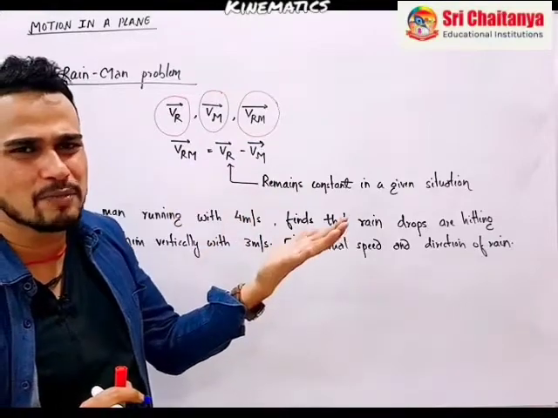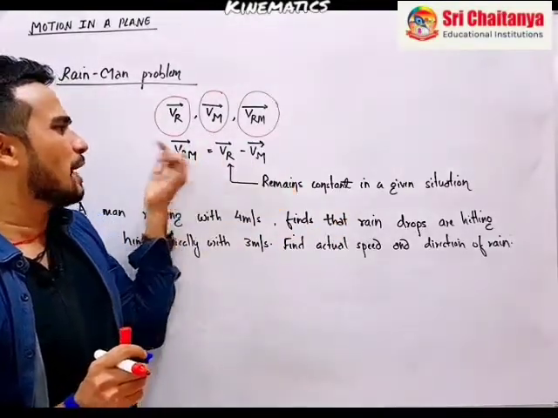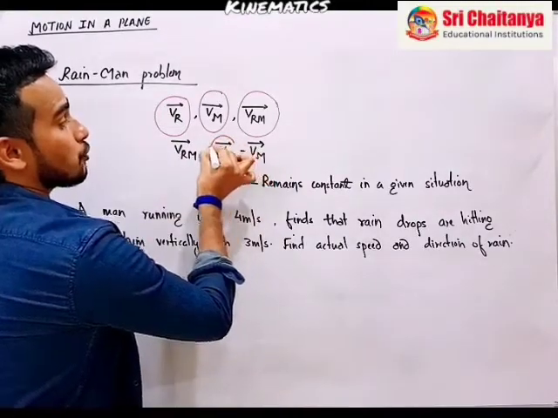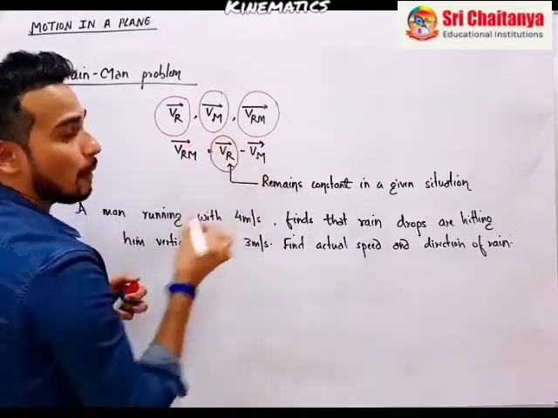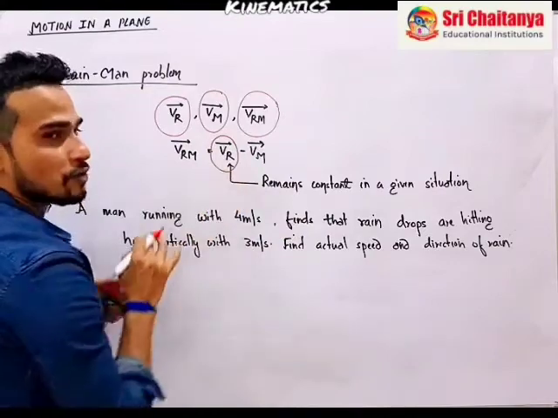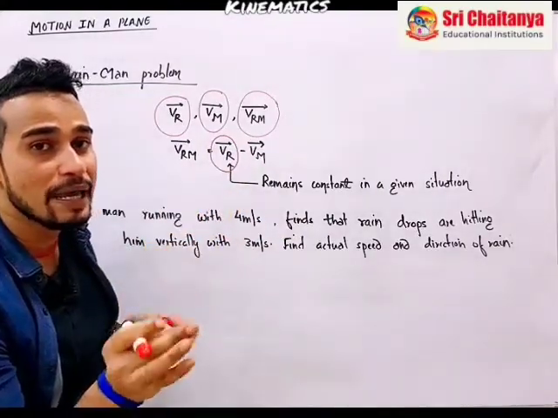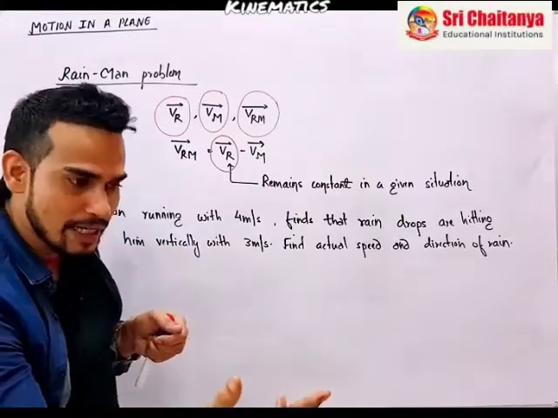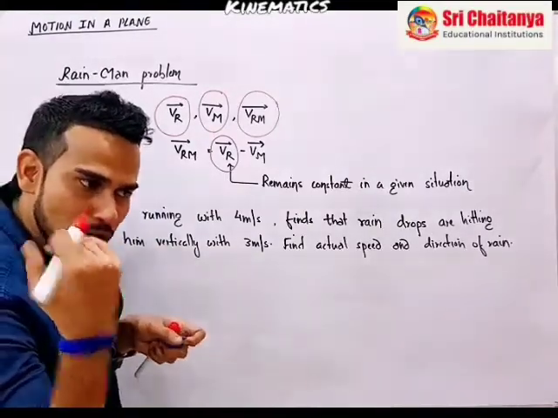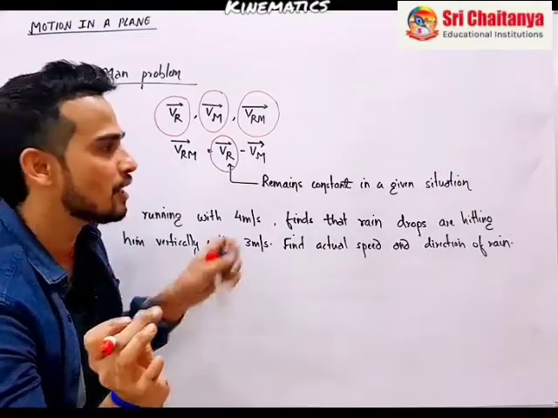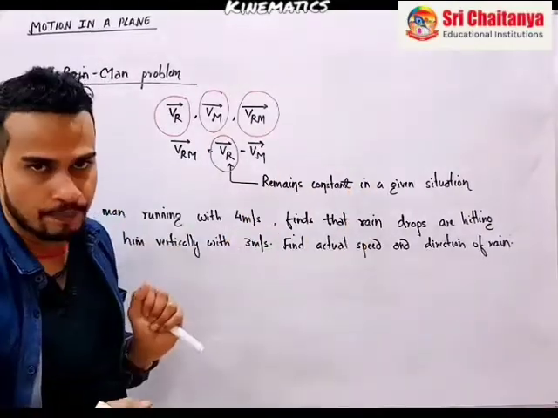If the man changes his speed, the velocity of rain observed by him will also change. But one thing is not going to change throughout your rain-man problem: the actual velocity of rain. It cannot be affected by the man changing his velocity. The velocity of rain observed by him changes, but the actual velocity of rain remains constant in a given situation.